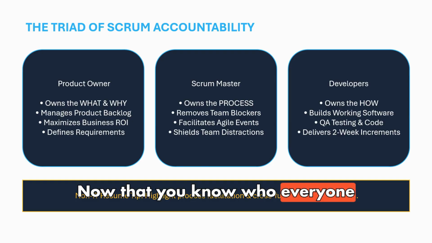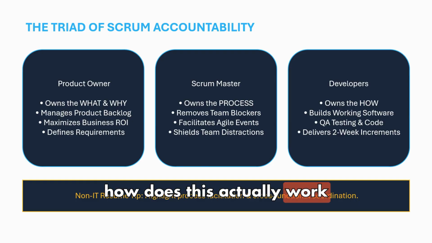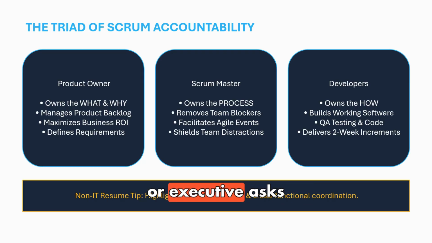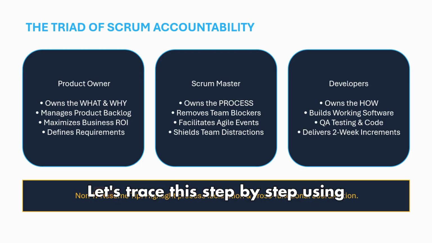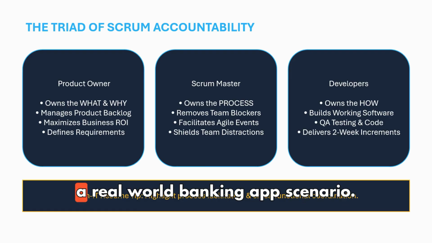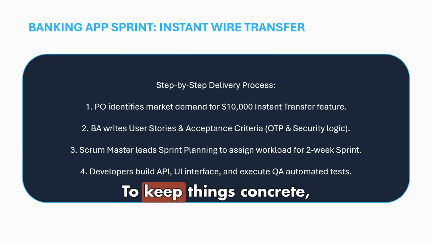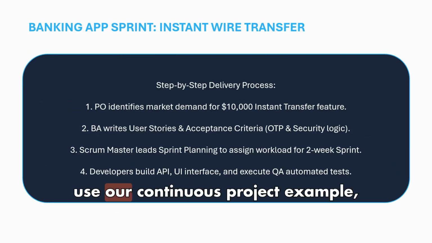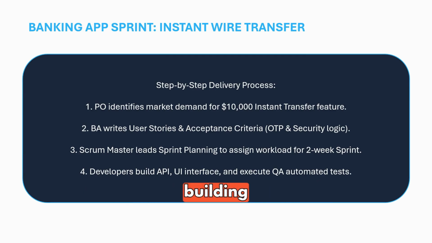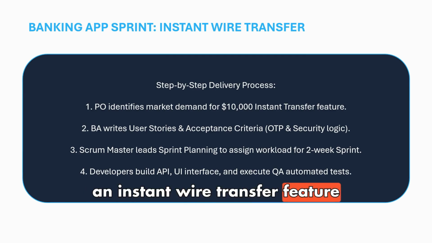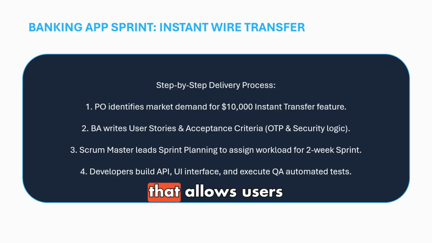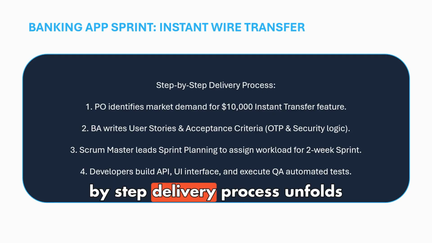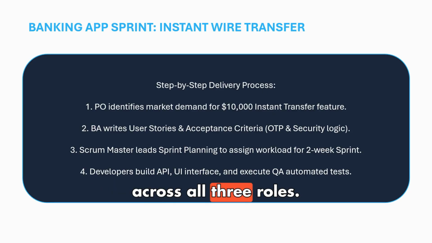Now that you know who everyone is on paper, how does this actually work in practice when a client or executive asks for a brand new feature? Let's trace this step by step using a real-world banking app scenario. To keep things concrete, let's use our continuous project example, building an instant wire transfer feature for a mobile banking application that allows users to send up to $10,000 instantly. Here is how the step-by-step delivery process unfolds across all three roles.